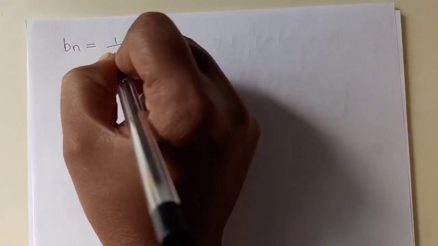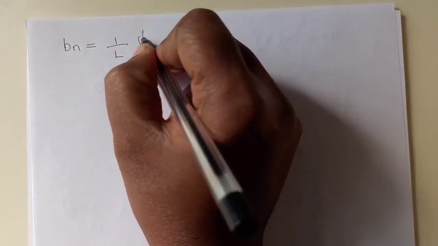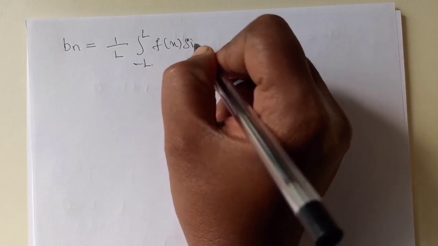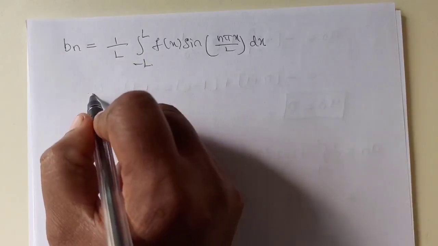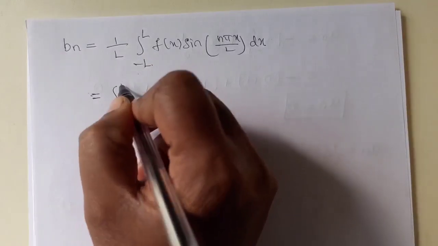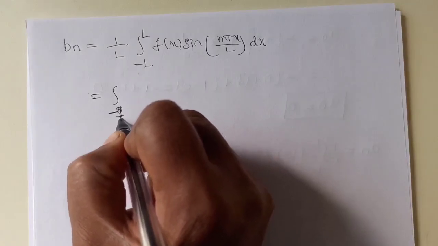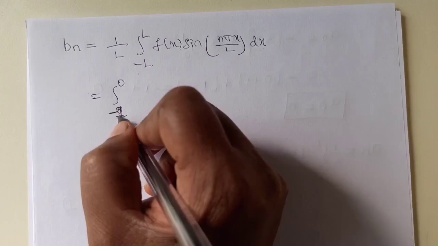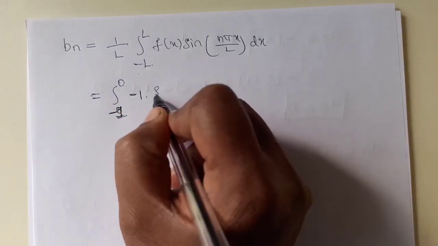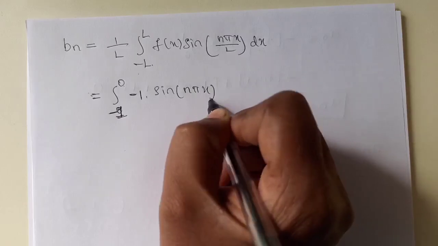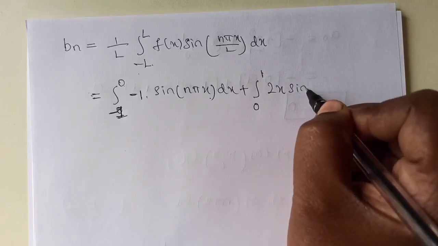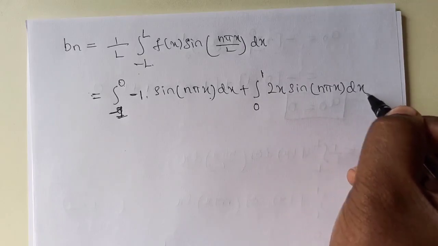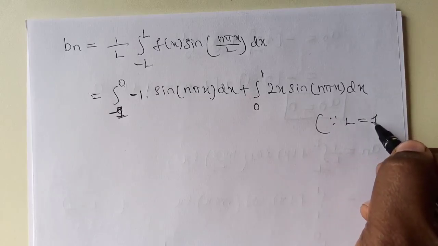Next we compute the bn value. So that is bn is equal to 1 by L integration from minus L to L of f of x sin n pi x divided by L into dx. So here L is equal to 1, therefore it is equal to integration from minus 1 to 0, f of x, where for limits minus 1 to 0, f of x is given by minus 1 into sin of n pi x, plus integration from 0 to 1 of 2x sin of n pi x dx, because here L value is equal to 1.